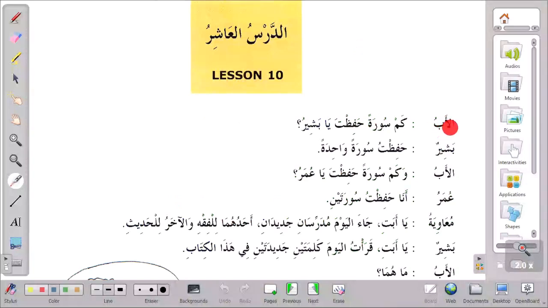So al-ab is the first one to speak. We have al-ab, Bashirun, and then Umaru, and then Muawiyah. So al-ab says: كم سورة حفظت يا بشير؟ He's asking Bashir, how many surahs did you memorize? Bashir answered by saying: حفظت سورة واحدة. I memorized 1 surah. Al-ab now says: وكم سورة حفظت يا عمر؟ He's asking Umar. Umar says: أنا حفظت سورتين.